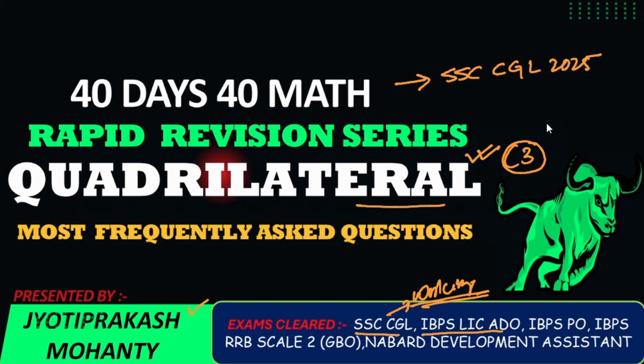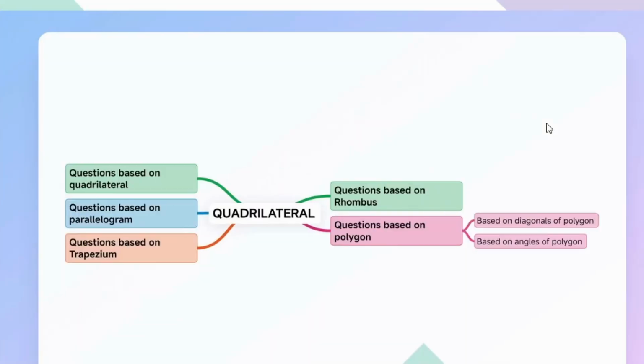So let's start, guys. In quadrilateral, we'll be covering all these types of questions: based on quadrilateral, parallelogram, trapezium, rhombus, and polygon, and in polygons also diagonal based questions and angle based questions. So without wasting more time, let's start with all the details.